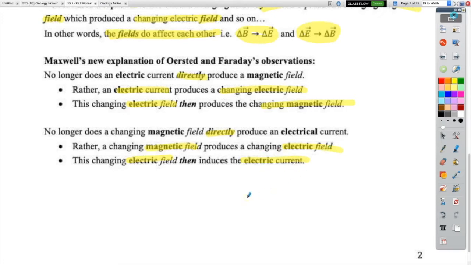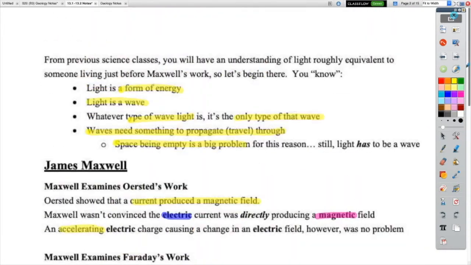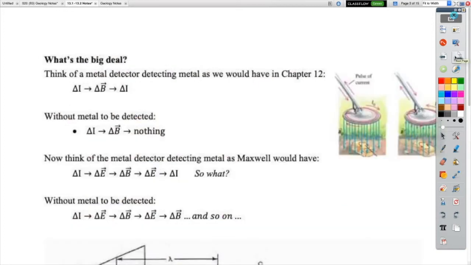All right, so maybe you're thinking, what does this have to do with light? This Maxwell guy sounds like he would have been really annoying, okay? Here's the thing. So, what's the big deal?